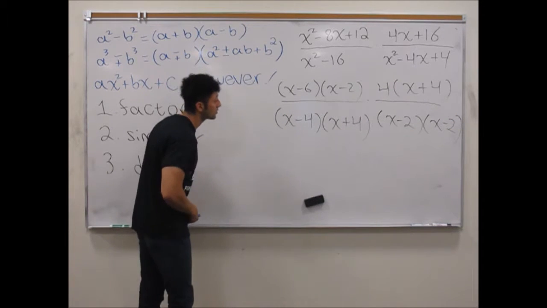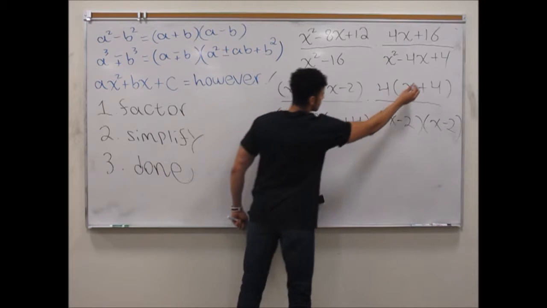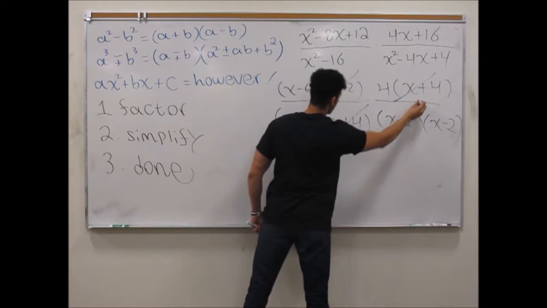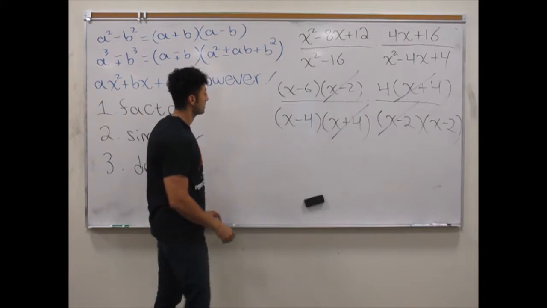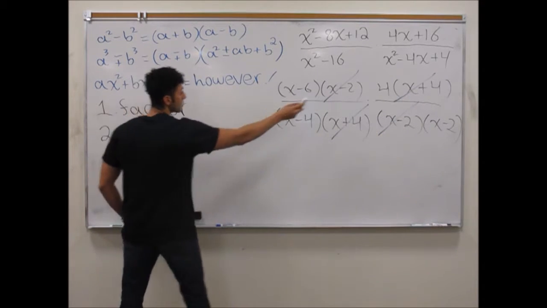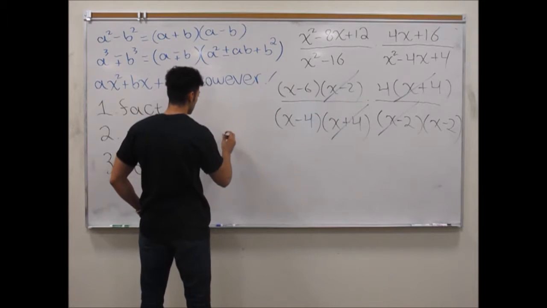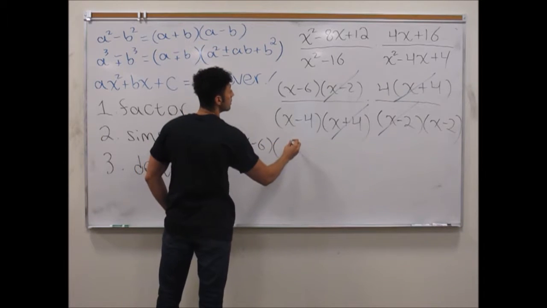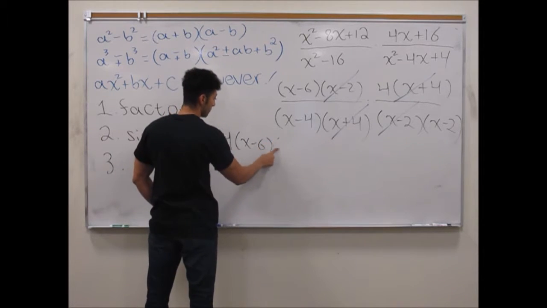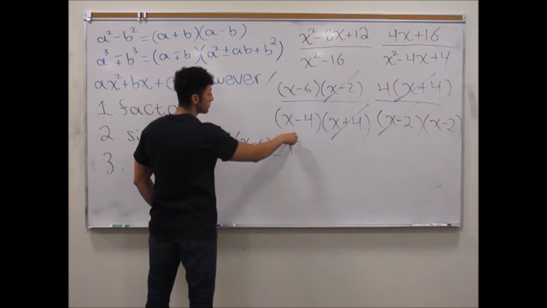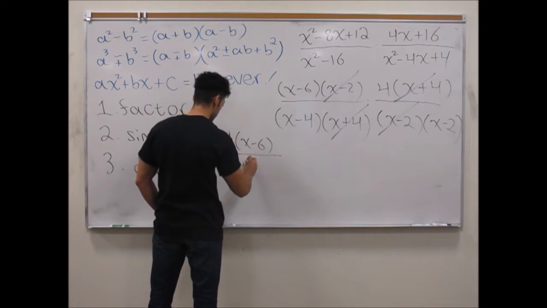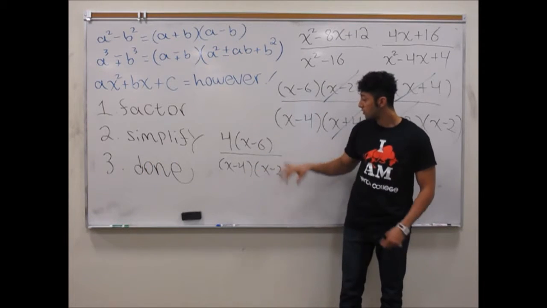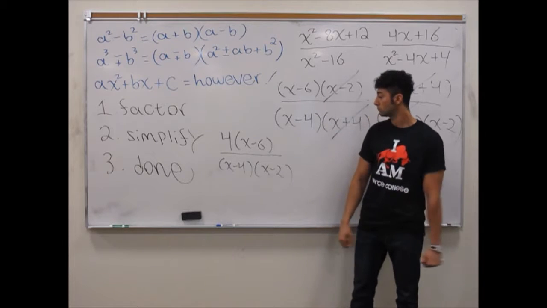So here comes the slashing. Let's see what you could slash off: the x plus 4 and this x plus 4. You slash off the x minus 2 and the x minus 2. And it looks like that's it. So on top we get this 4 right here, and then the x minus 6. That's all we have on top. And then on the bottom we just have x minus 4 and x minus 2. And don't bother distributing this in. We like to keep things in factored form.